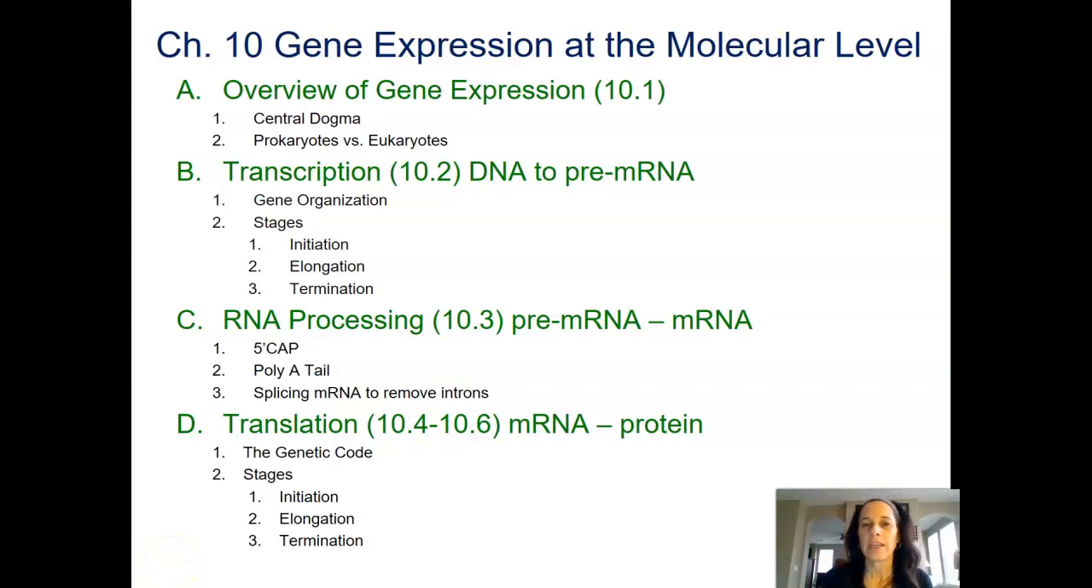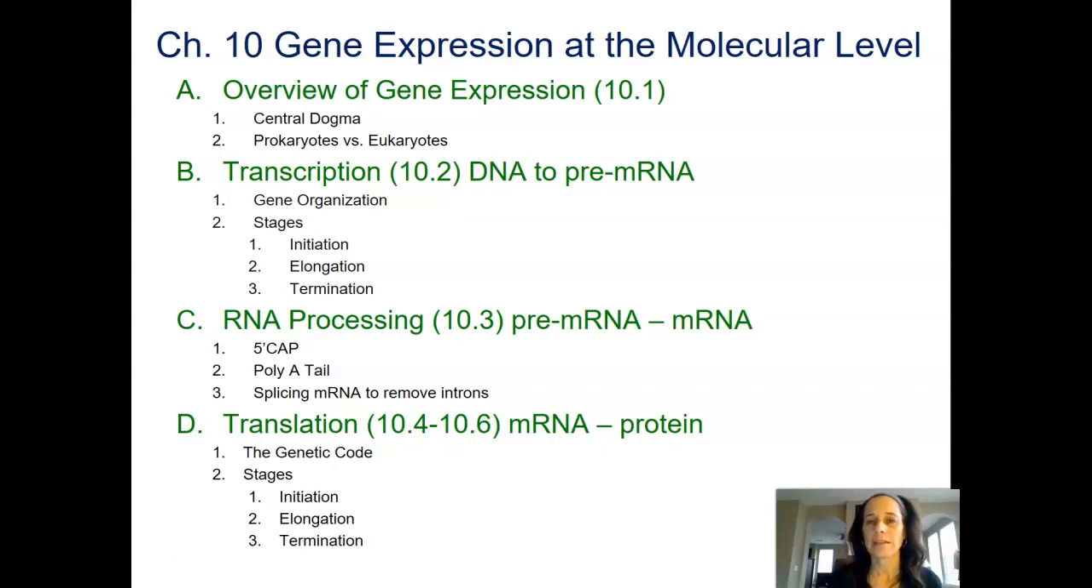So now we'll begin to finish up chapter 10 on gene expression. The final step of gene expression is translation, going from the mRNA, which we have already made and processed. It's now made its way out into the cytoplasm, and so we need to figure out how to get that from mRNA into protein. So we need to make that polypeptide chain.